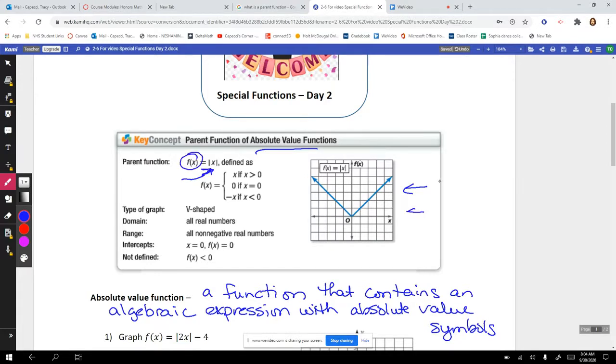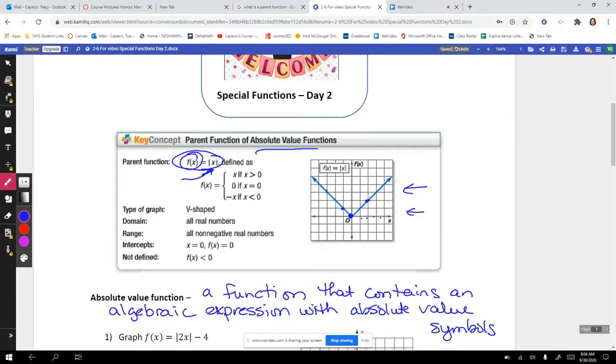So if you look at this graph, and I'm just graphing f of x equals the absolute value of x, the absolute value of 0 is going to be 0. So that's where we're going to start. And then as we go to the positive values, the absolute value of 7 is going to be positive 7. Absolute value of 2 is going to be positive 2. The same thing is going to be true on the other side. Absolute value of negative 1 is going to be positive 1. Absolute value of negative 3 is going to be positive 3, which is why we come along with this V shape.